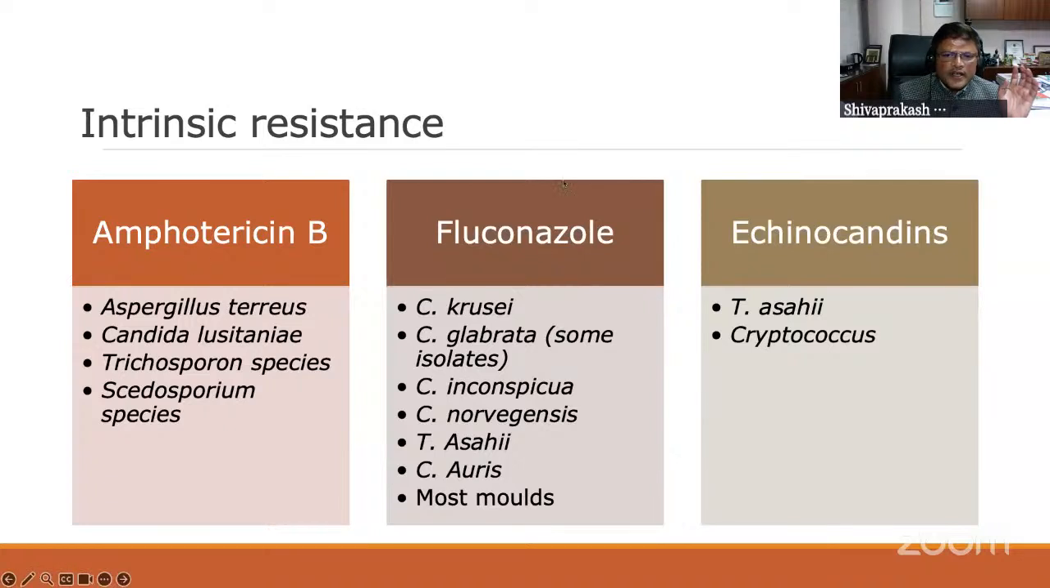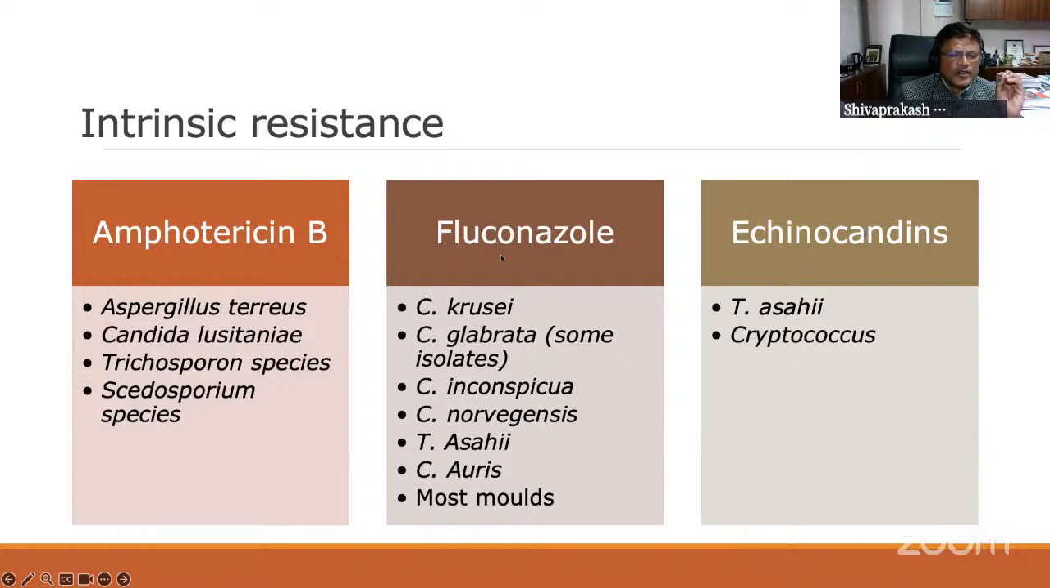So for example, intrinsically resistant Trichosporon species. It is intrinsically resistant to echinocandins. It is intrinsically resistant in both Cryptococcus and also mucormycosis. So echinocandins should not be given in those patients.